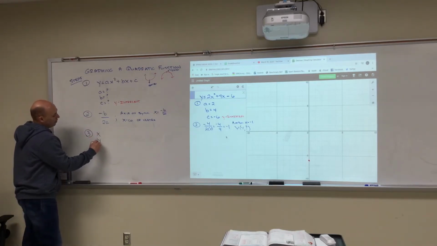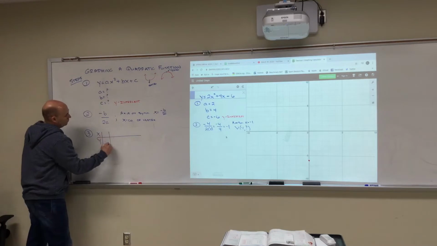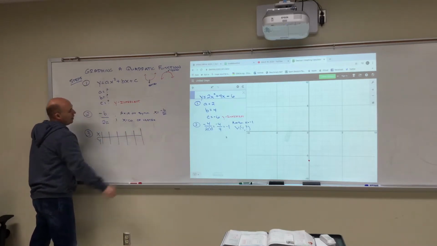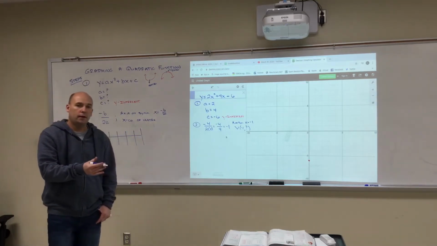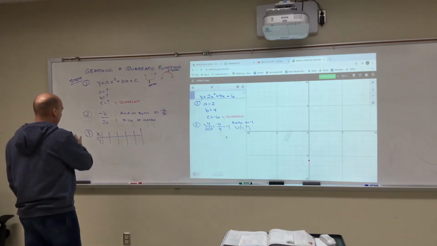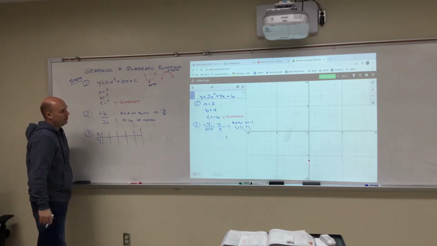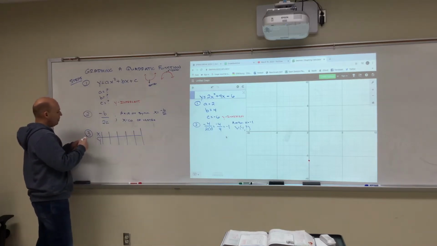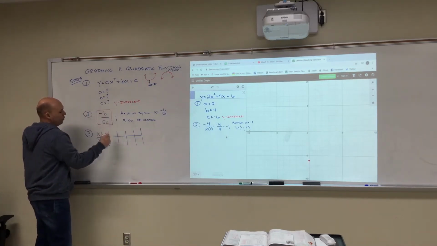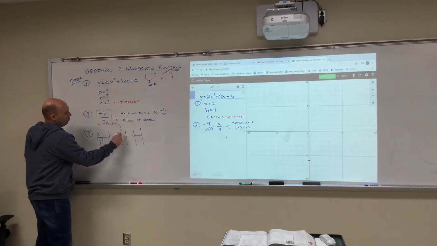You set up an XY chart. And usually I write my XY charts left to right. I always write them horizontally. I hardly ever write them vertically. It's just easier for me to see this, okay? And whatever number came out of here, this value here, that goes in the middle of your X spot right here. So that number goes there.